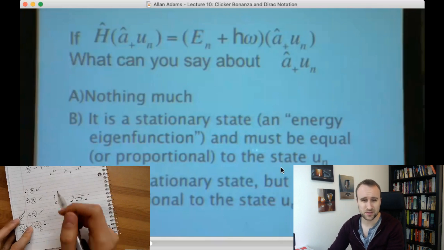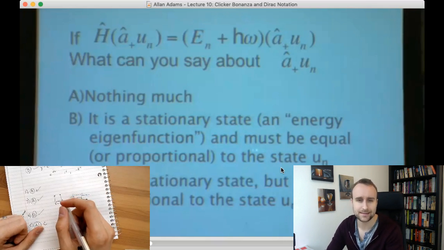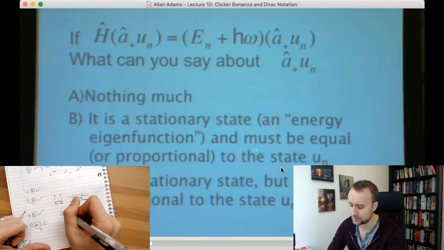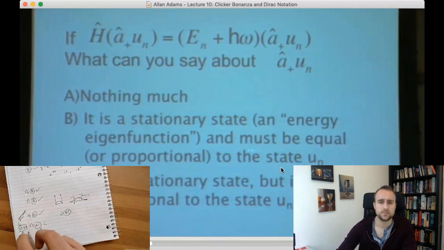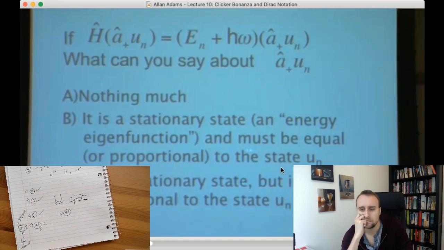Yeah, so I'm also not super confident on that, but my guess is that it is an energy eigenfunction, so I'm going to guess B, but I'm going to put a little question mark there as well. Here the assumption, just to say that out loud, is that UN is an eigenfunction of the energy operator H with eigenvalue En.